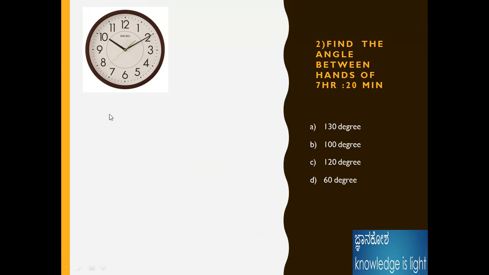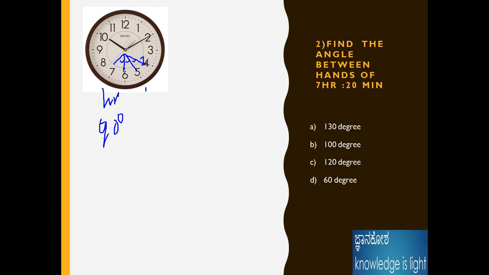Other methods, okay. What is the thing? 720, right? How many hours are coming? 1, 2, 3. 1 hour is equal to 30 degrees. That means 3 times 3 is 9. Therefore 90 degrees for the hour hand.